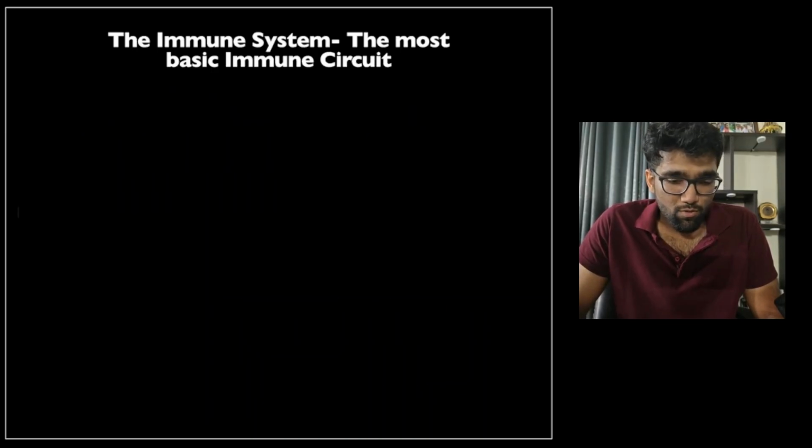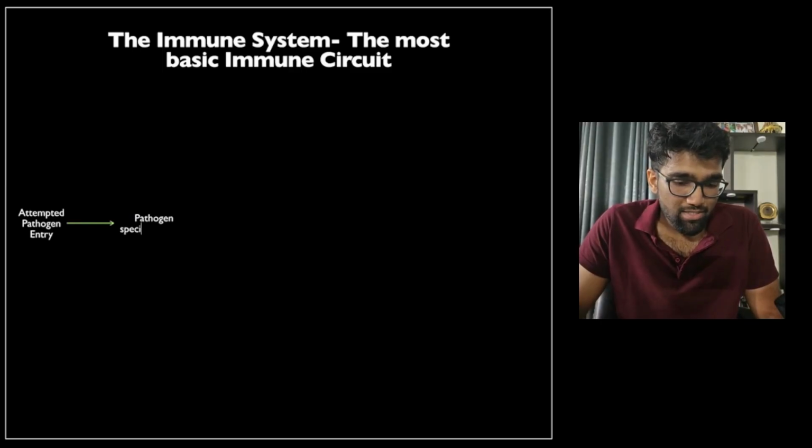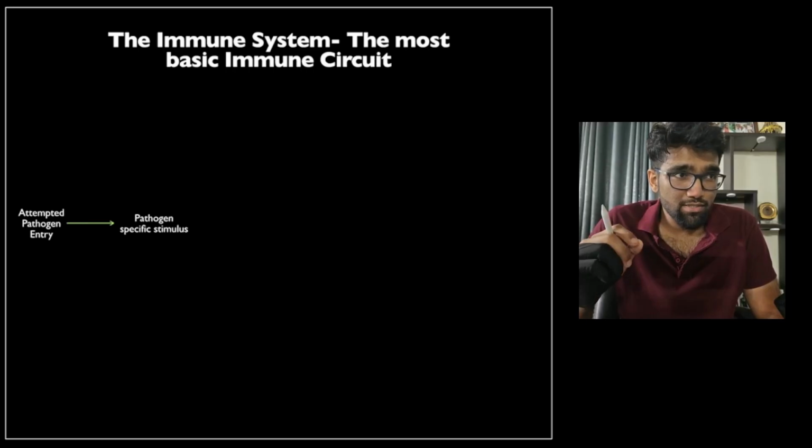Okay, so the most basic immune circuit is as follows. Say a pathogen attempts an entry into a human being. That results in the pathogen giving a pathogen-specific stimulus. This could be a bacteria, this could be a virus, this could be a parasite. They have particular molecular signatures on their surfaces that are recognized by the innate immune system.